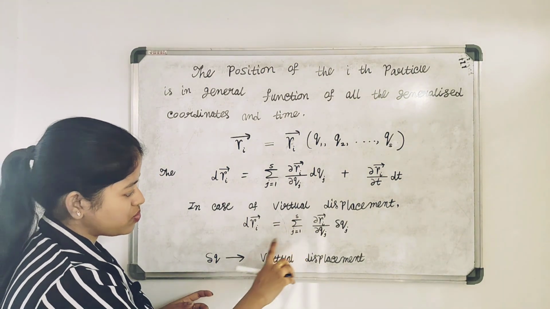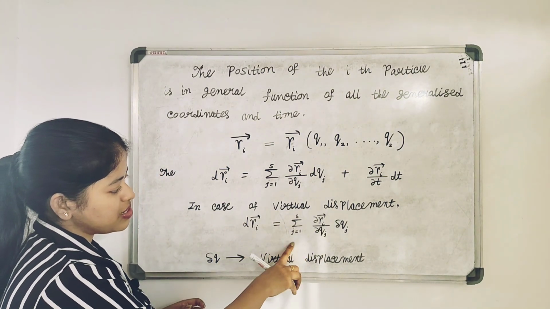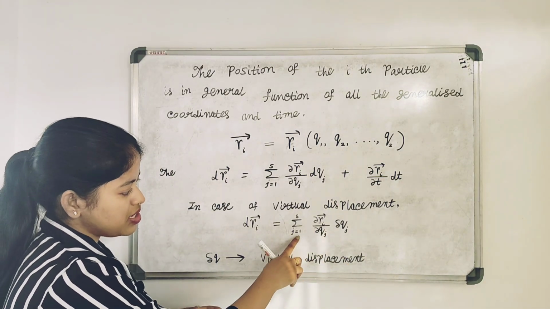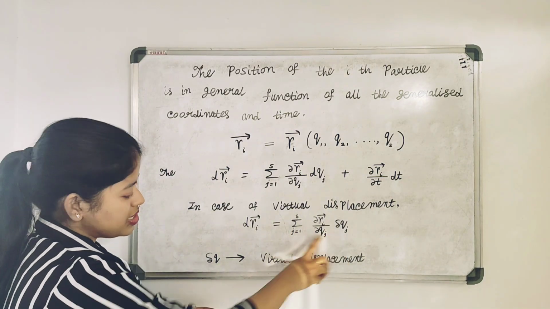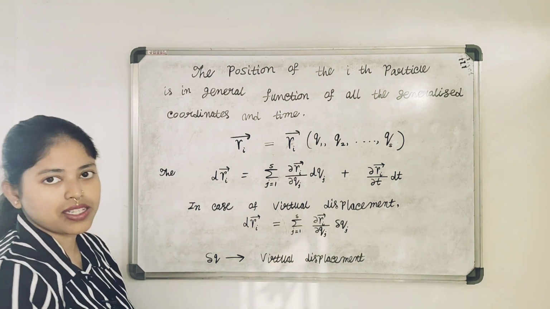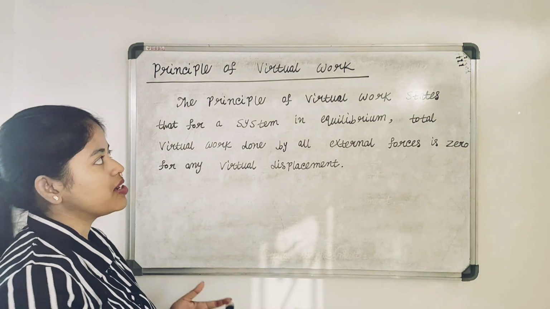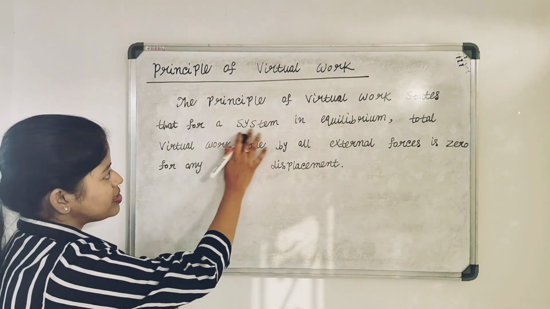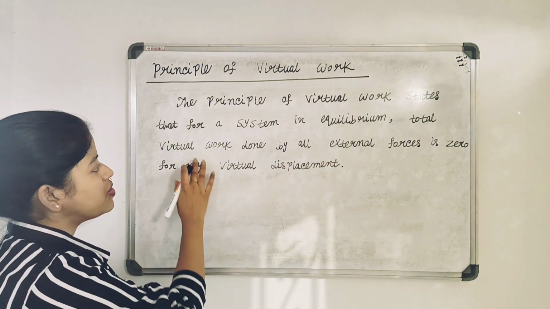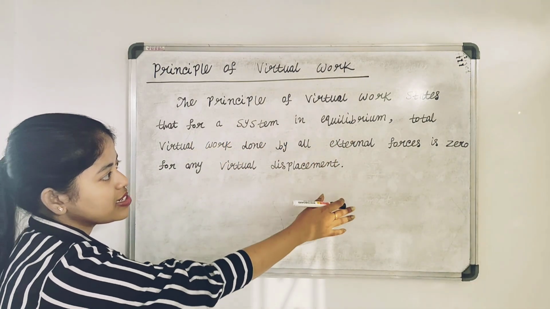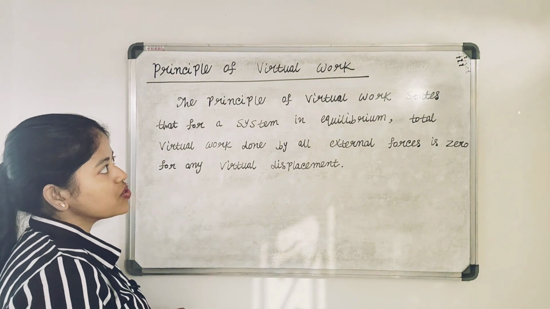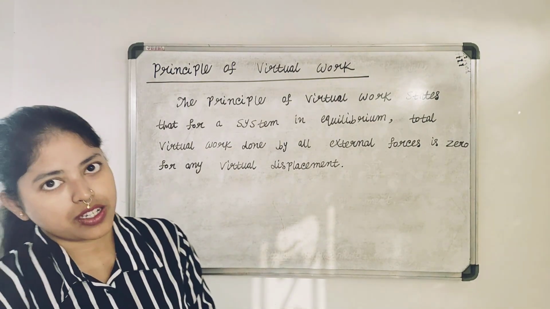So in case of virtual displacement, dri equals ∂ri/∂qj into δqj, summing over j equals 1 to s. This δqj is our virtual displacement. Now the principle of virtual work. The principle of virtual work states that for a system in equilibrium, the total virtual work done by all external forces is zero for any virtual displacement. So this is our principle of virtual work.